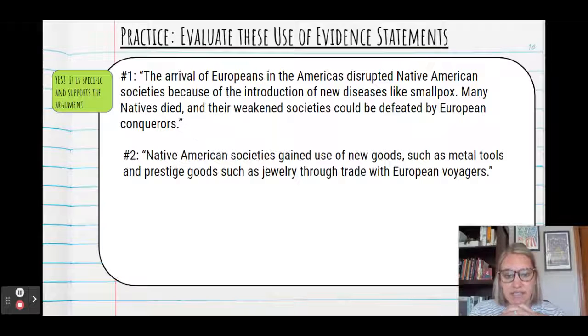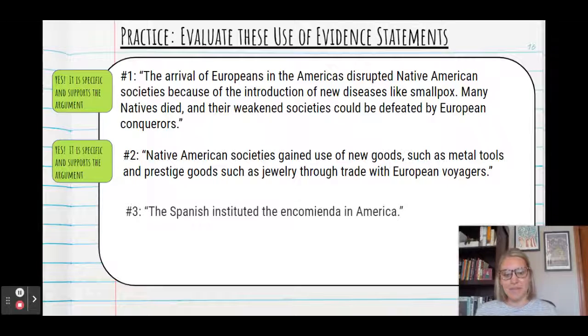Native American societies gained use of new goods, such as metal tools, and prestige goods, such as jewelry, through trade with European voyagers. Yep, this one is specific and supports the argument as well. Number 3, the Spanish instituted the encomienda in America. Much briefer here, but does it get the point? Yes, it is specific. For the DBQ, this is enough. For the LAQ, we usually need a bit more explanation.